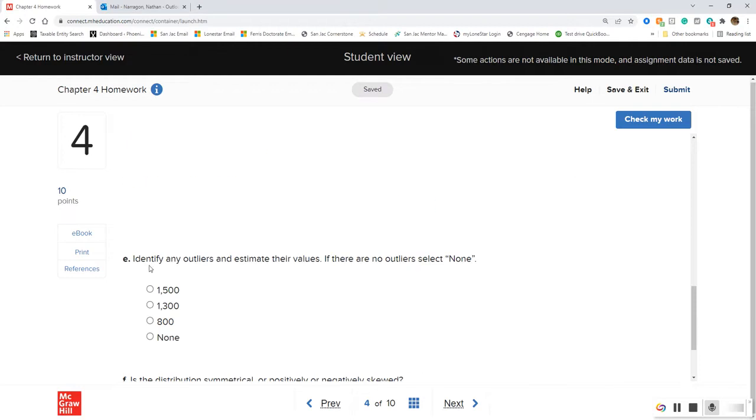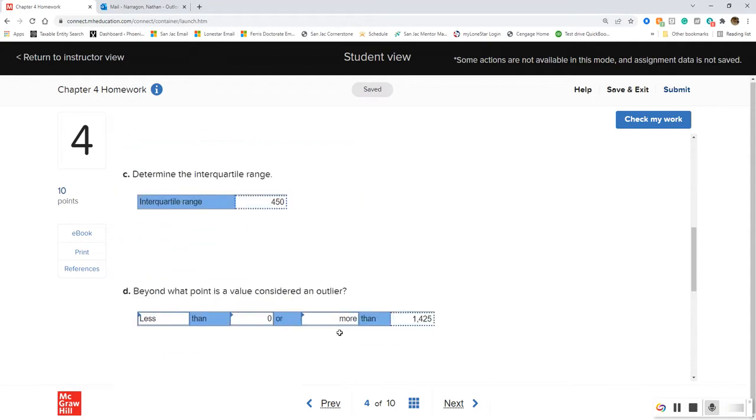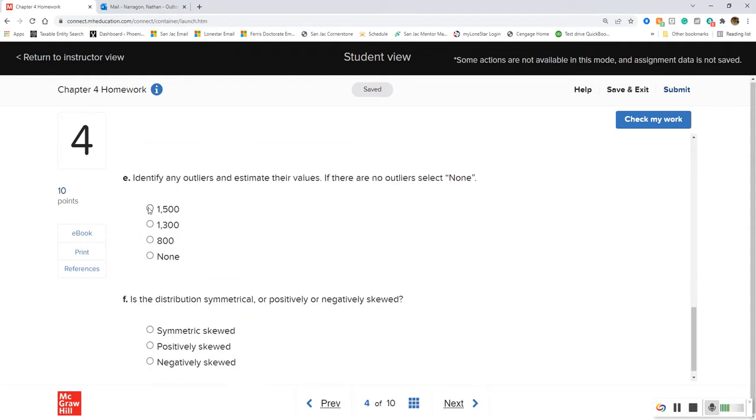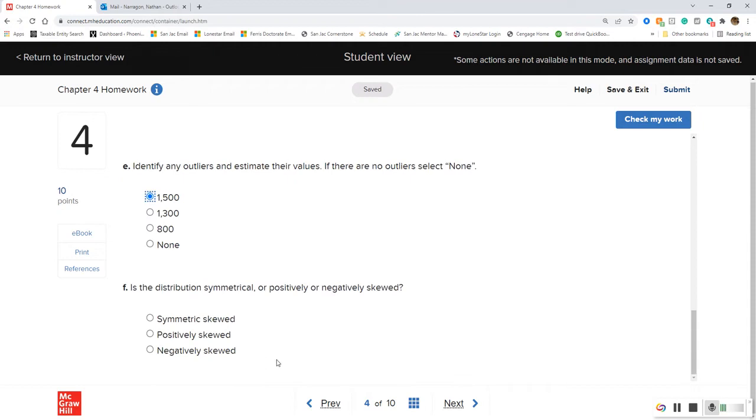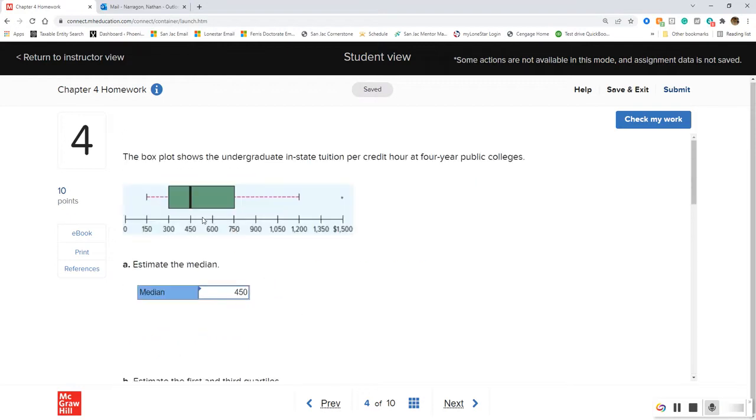Okay, so what does that mean? Identify any outliers, estimating their value. If there's none, there's none. We see an asterisk right here at 1500, which is an outlier. Okay. And I'm going to basically leave the last one to you, because again, that's just a multiple choice. So, yeah, remember, what does it mean to be positively or negatively skewed?